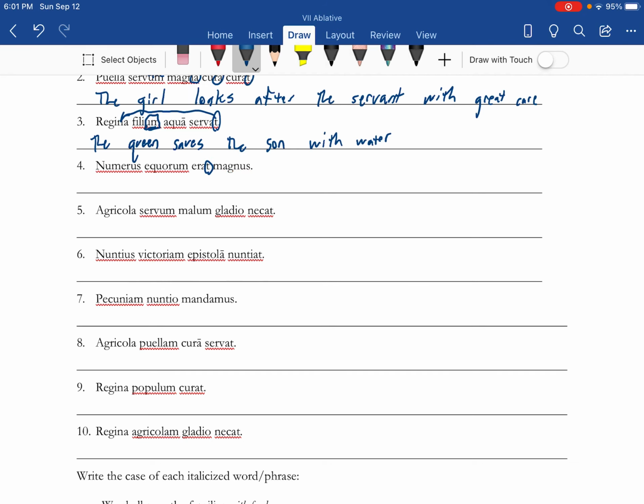Alright, so there's our verb. It's a linking verb, so I'm linking those two things. If you notice, I got a genitive right there. So the number of horses was small.